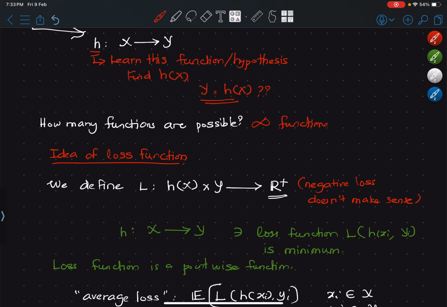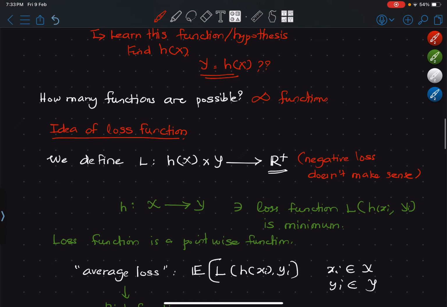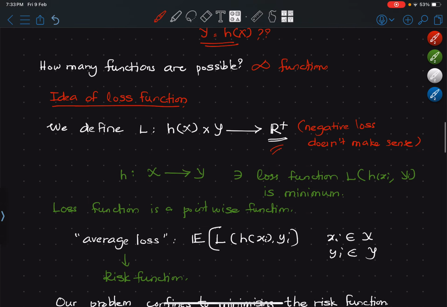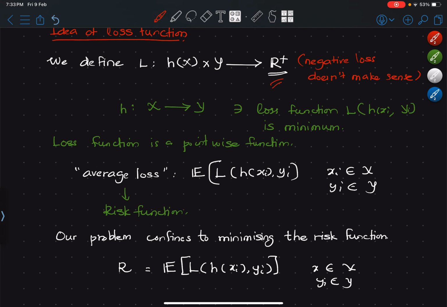So what do we need to do? We have to minimize this loss, and the hypothesis which minimizes this loss is what we want to find. By the way, why this is R plus is pretty obvious, because a negative loss doesn't make any sense. One more thing to note is that the loss function is actually a pointwise function. It acts on every point of the data.